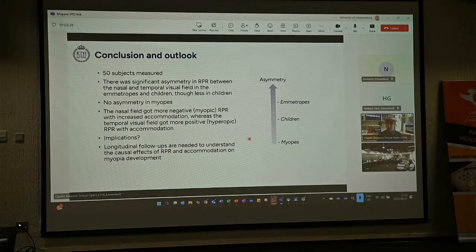As for implications in terms of myopia regulation, I think we have many questions to ask. We have even more questions maybe than when we started. I think it's very interesting that the children had asymmetry, but it was less than the emmetropes and the myopes. So it would be really interesting to see what happens when these children grow older and how the asymmetry develops, whether they become myopic or emmetropic.